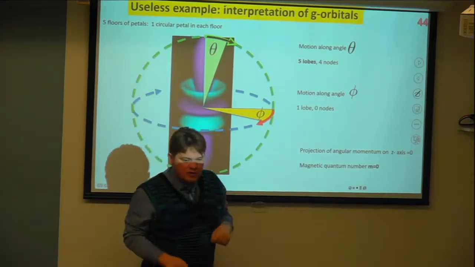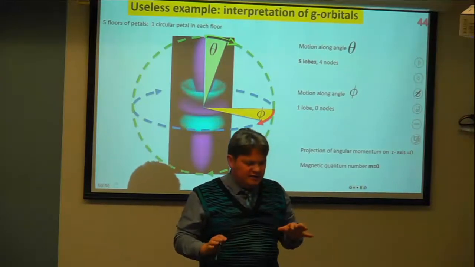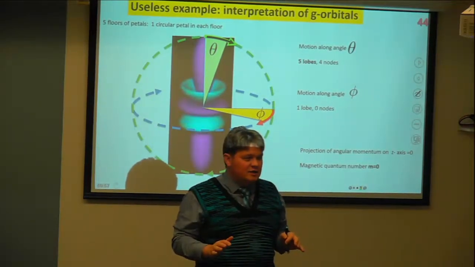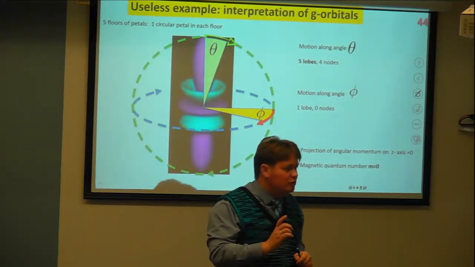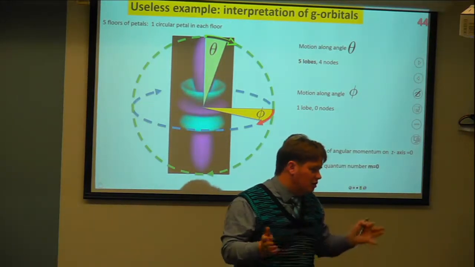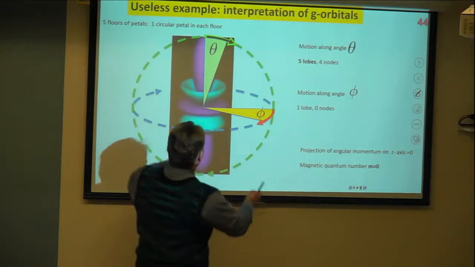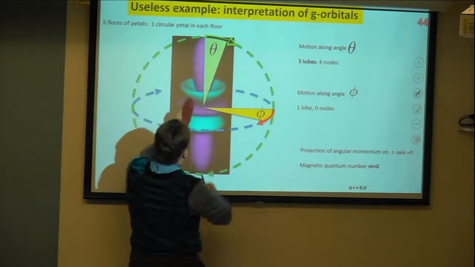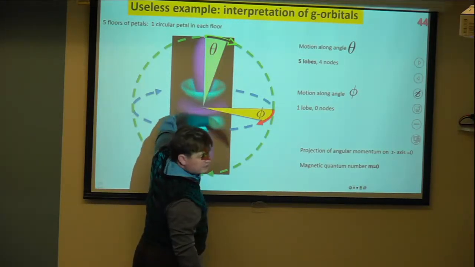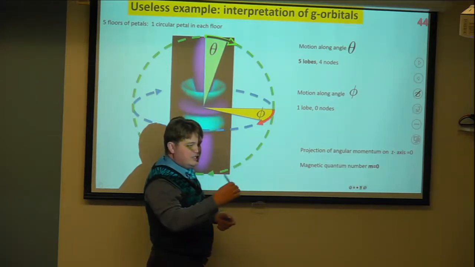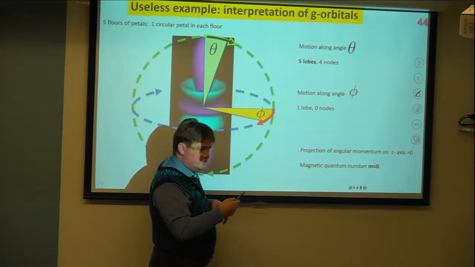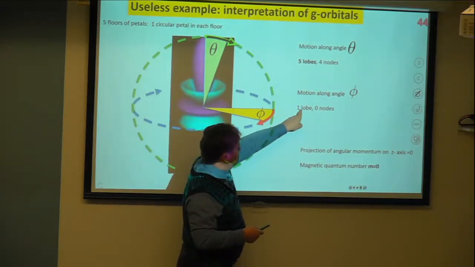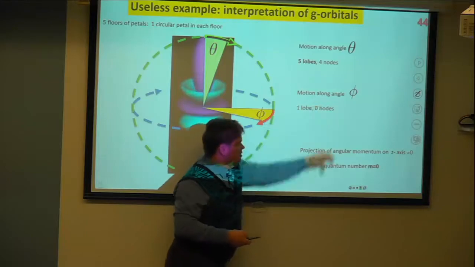Everyone in the class knows that fringes of the wave function correspond to motion, momentum or angular momentum. So we do not have fringes as we go in a circle, but we do have fringes as we go along this angle theta. It means there will be rotation along the x and y axes, but nothing along the z axis. So one lobe, no nodes along angle phi.